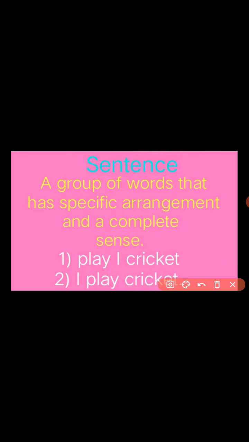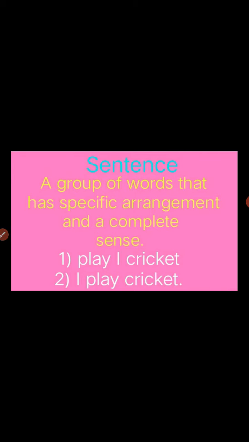What is that specific arrangement? It is subject plus verb plus object. Instead of object, there may be a complement or adverbial or any other part. So in short, a sentence is a group of words which has a specific arrangement, or they are arranged in a specific order, that is subject, verb and object, or complement or adverbial especially, and most important, it gives out complete sense. I hope you all have cleared the concept of sentence now.